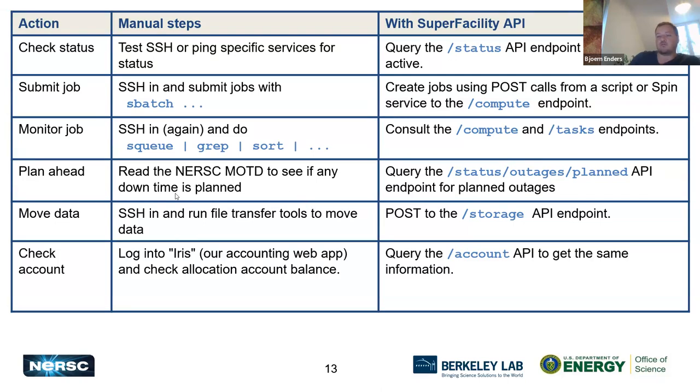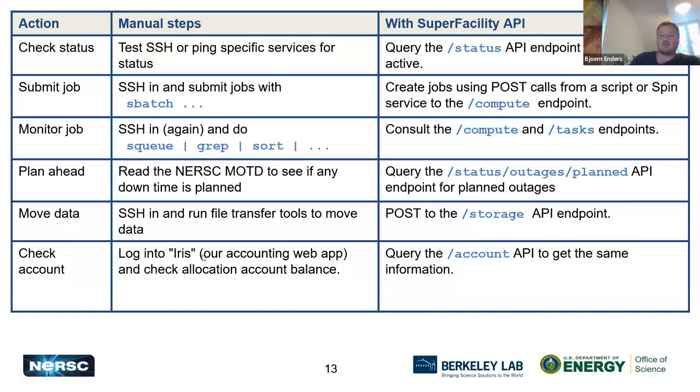If you want to know when the next outage is, as a human, you would go to the NERSC MOTD, the live status page. But as a machine, you can hit the status outages plan endpoint, and it will tell you of all the outages of the services that we have. To move data, you can use the storage endpoint.